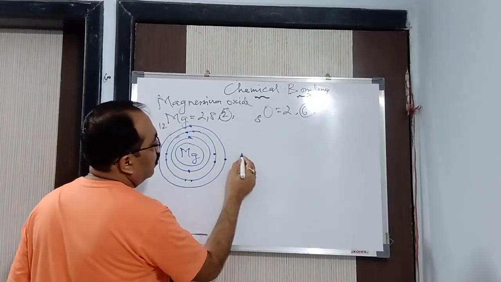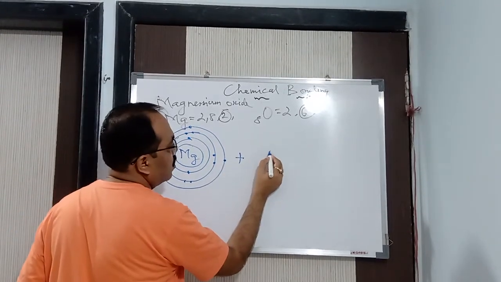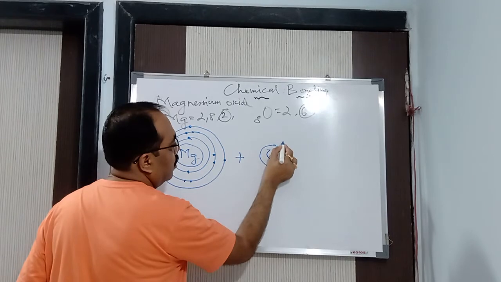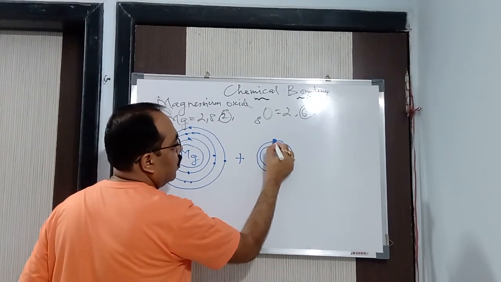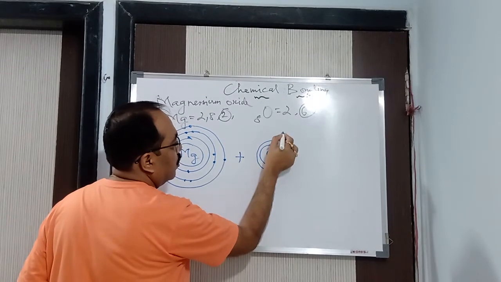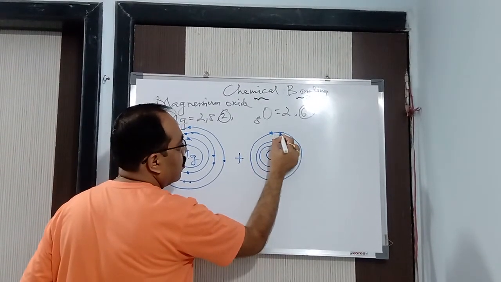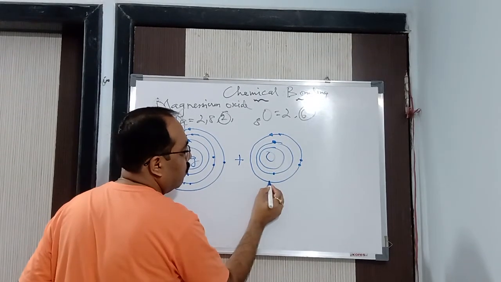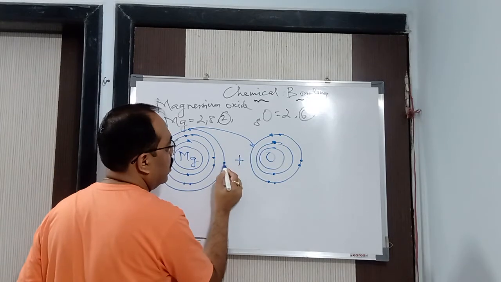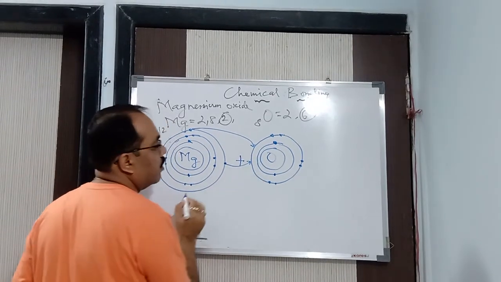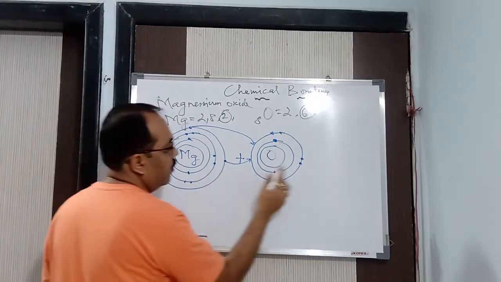Now it combines with oxygen. So the same thing for oxygen. The first shell contains 2 electrons. The second shell contains how many? That is 6 electrons, 1, 2, 3, 4, 5, 6. So 1 electron comes here, and another electron comes here. Now here you can see magnesium. This structural diagram, I've done it.